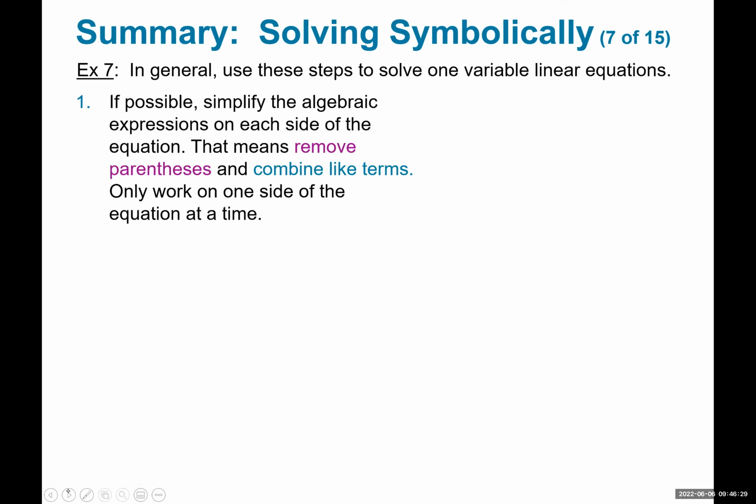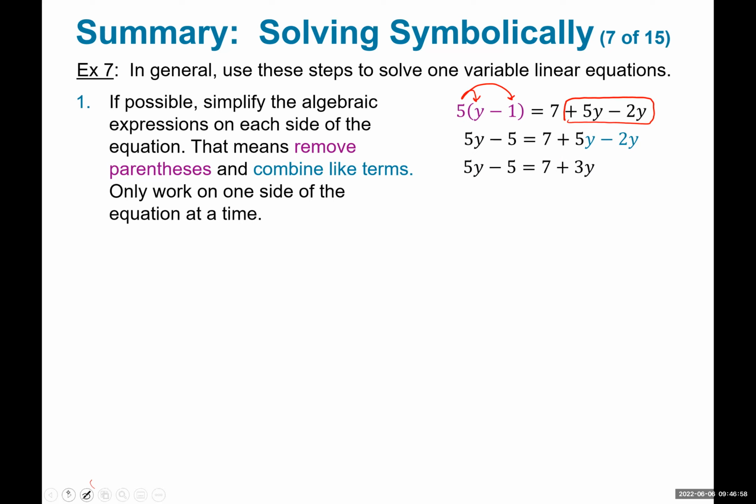First, simplify the equation by removing parentheses and fractions and combining like terms. And you only want to work on one side of the equation at a time so that you can simplify it and not be all confused. So let's say this was our equation. Over here, we would use the distributive property. And then on the next side, we would see, oh, these both have y's. So these are like terms. 5y minus 2y makes 3y. And now we have a simplified situation.